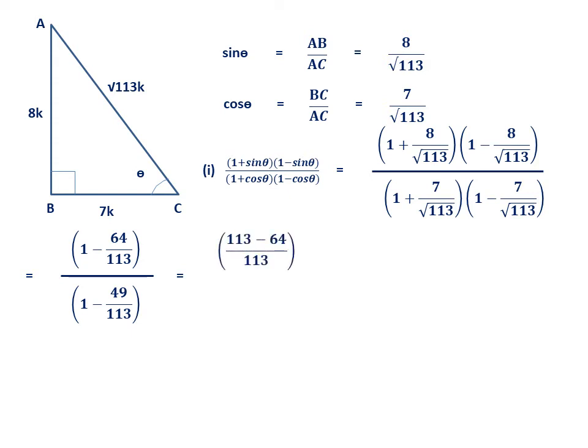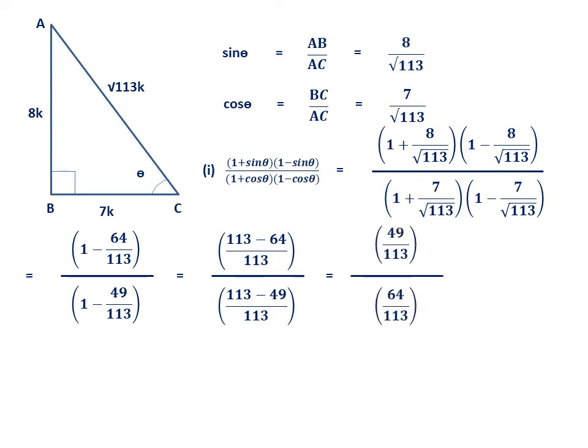So this you simplify. Take LCM. 113 is LCM. 113 minus 64 in the numerator. Same thing in the denominator also. 113 is the denominator, then 113 minus 49. So simplify further. 49 by 113, 64 by 113. So definitely we can cancel 113. So what remains is, this is our answer, 49 by 64. So this is the value.